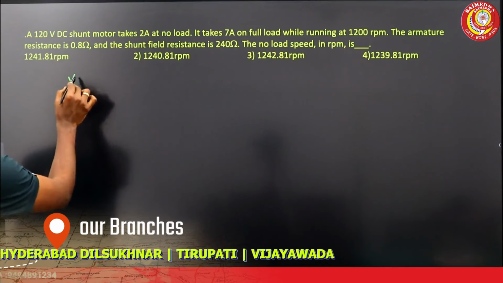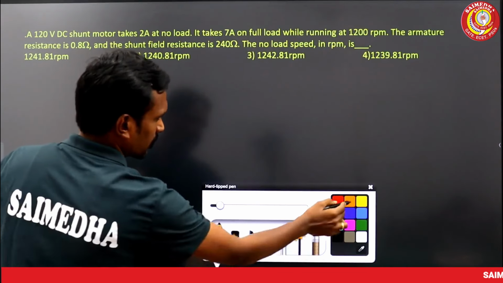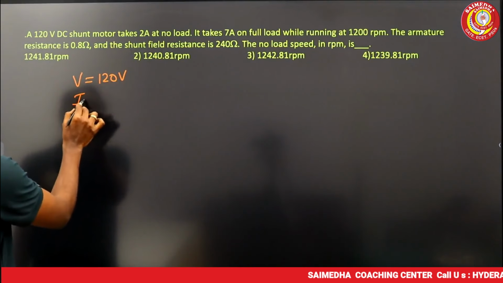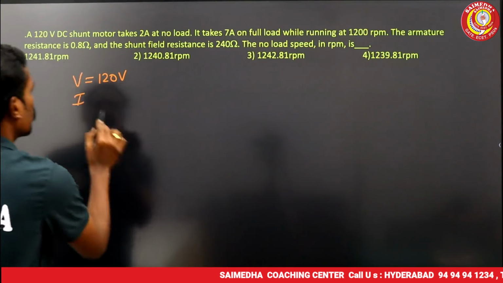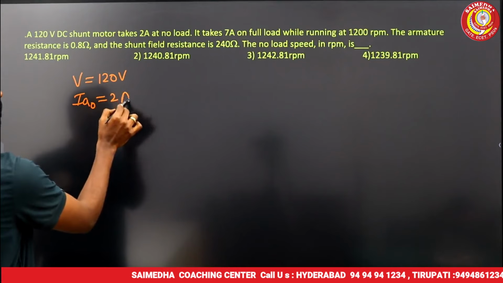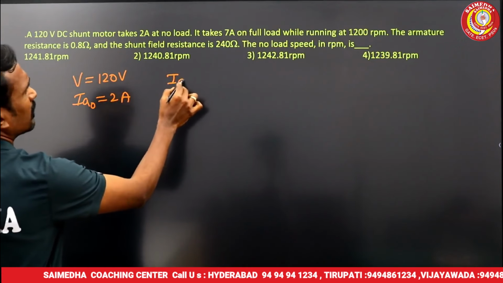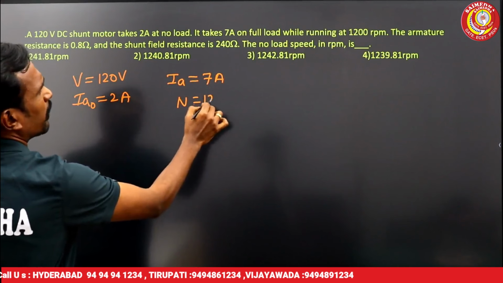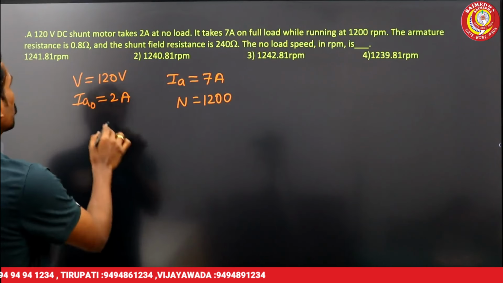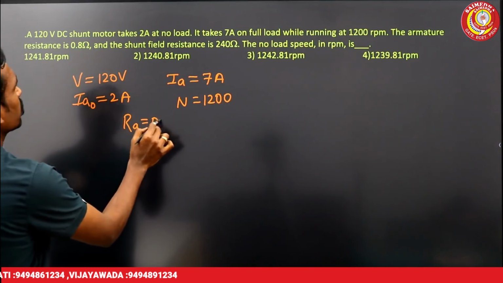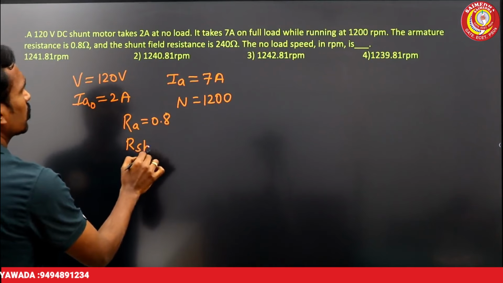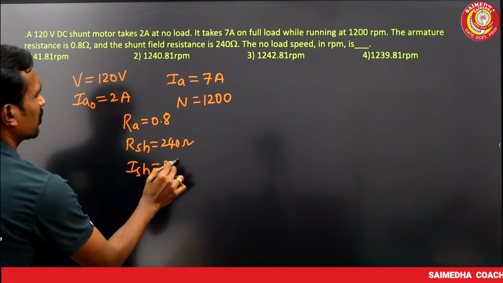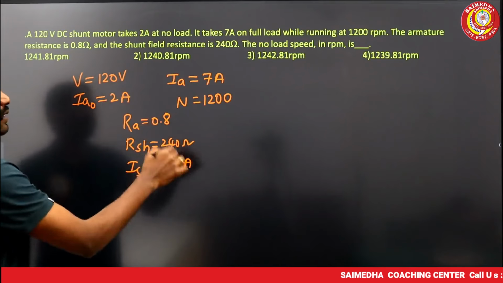A 120 volts DC shunt motor takes 2 amperes at no load and takes 7 amperes at full load while running at 1200 RPM. The armature resistance is 0.8, and the shunt field resistance is 240, nothing but ISH is V by RSH, which is 0.5.